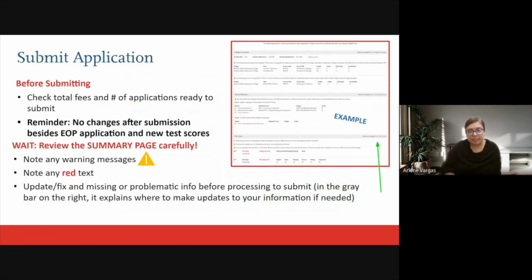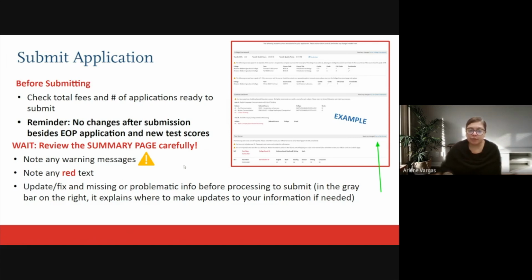Before you hit submit, even though everything's 100% complete, you want to make sure that you review your application. Okay, so before submitting, there's a couple things you want to do. So check the total fees and the number of applications ready to submit. Okay, so you'll see that here. This screenshot is a little light, but if you come back to this slide, you'll be able to zoom in and be able to see it a little bit better. But this is what it'll look like.